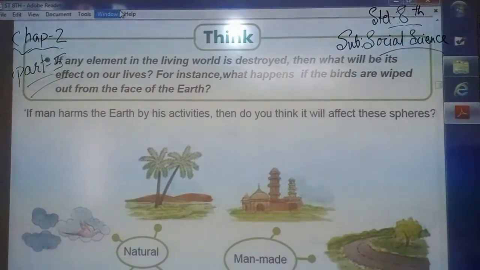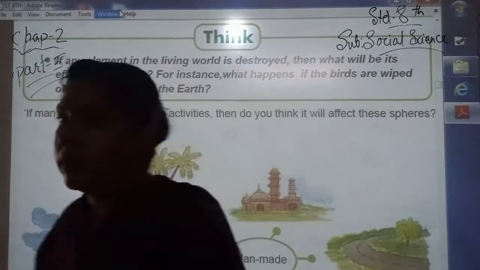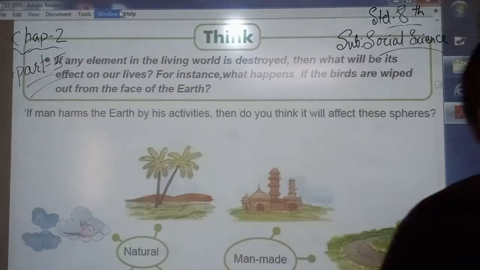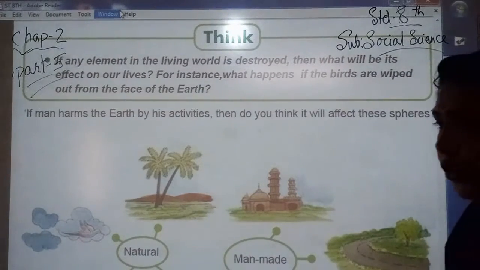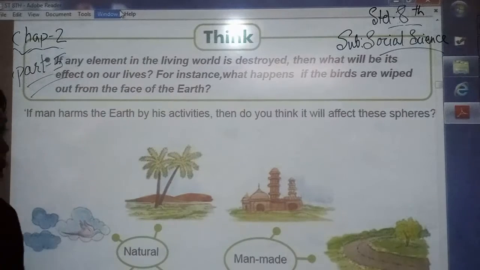The lithosphere, hydrosphere, and atmosphere are in the biosphere. And the living creatures mean all the human organisms, or we can say vegetation, plants, insects, etc. come in the living organisms.